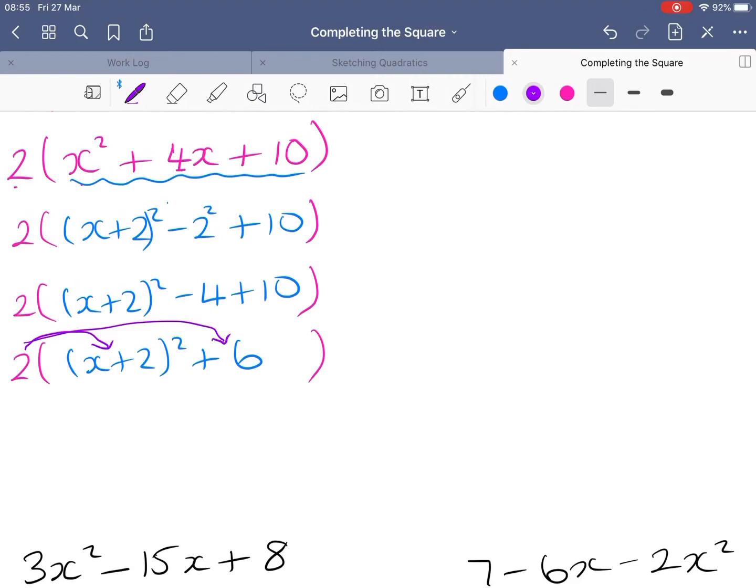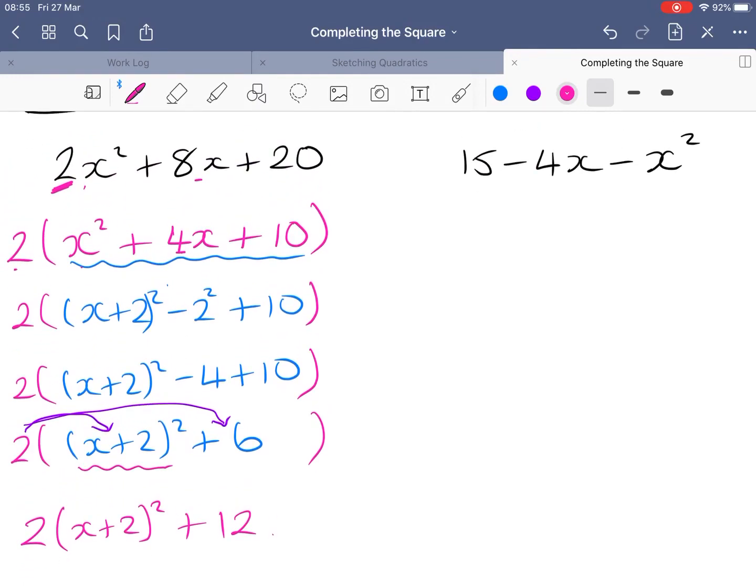So what I actually end up with then is 2 times x plus 2 squared. Can't take that 2 inside the bracket here. Be careful, that's a mistake some people make. I just want 2 lots of this, plus 2 lots of 6 makes 12.